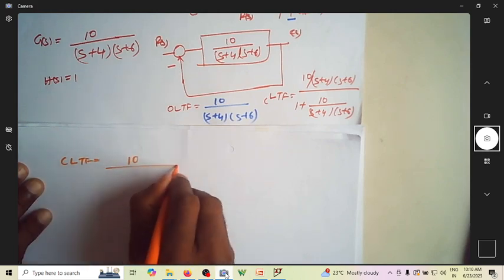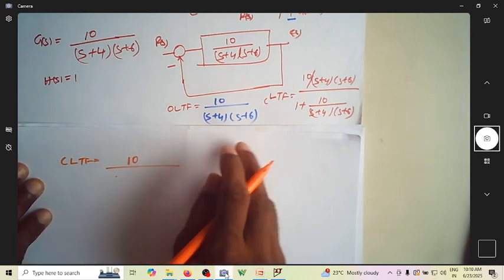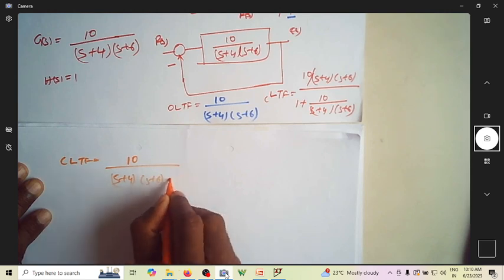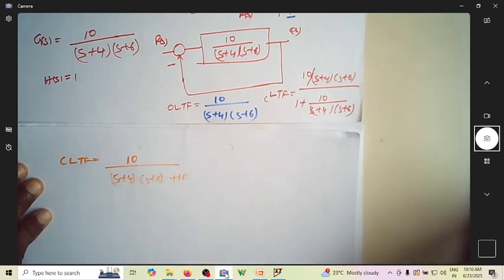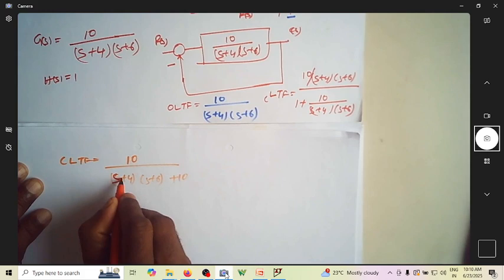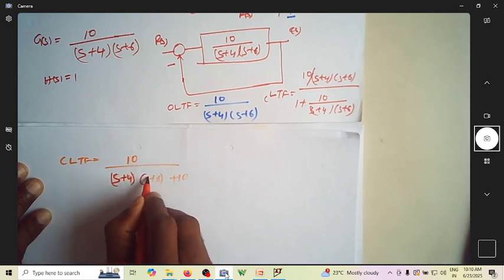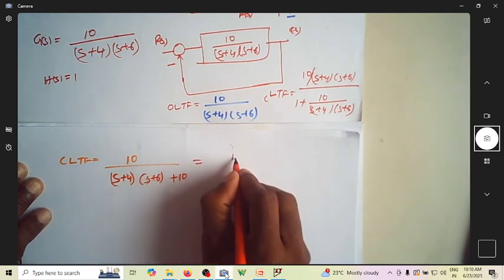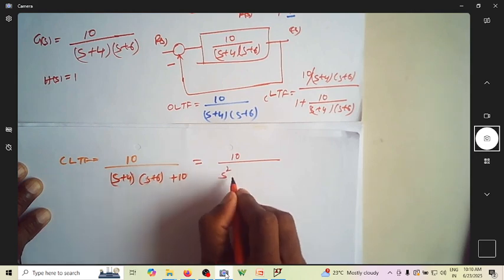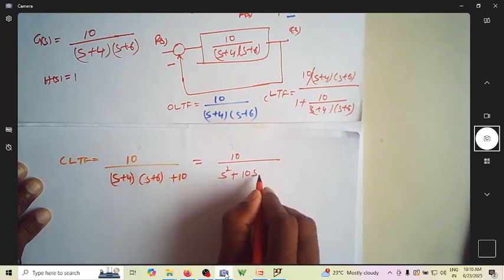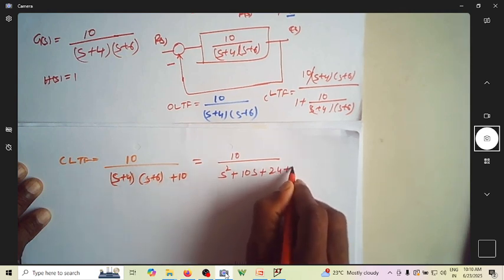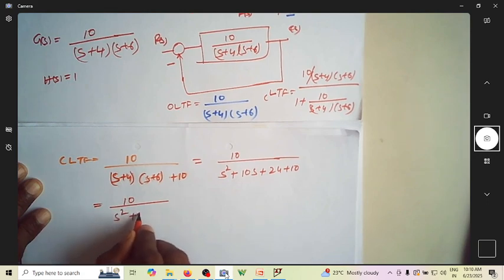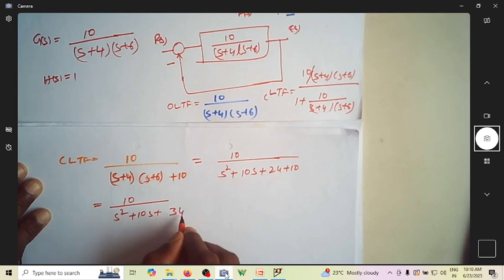this will be 10 divided by, if you can see, s plus 4, s plus 6 plus 10. Let me just rewrite this. So this will be s plus 4, s plus 6 plus 10. So this can be further written as 10 divided by s square plus 10s plus 24 plus 10. So this happens to be 10 divided by s square plus 10s plus 34.